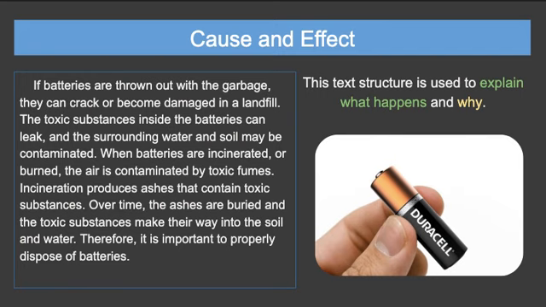The next text structure is cause and effect, and just like problem solution, this text structure is used to explain what happens, but you're going to see that there's not going to be a solution for it necessarily. And a solution could exist, but that's not what the author is writing about. The author is writing about a problem or explaining what happens and why it happens. So let's take a look.